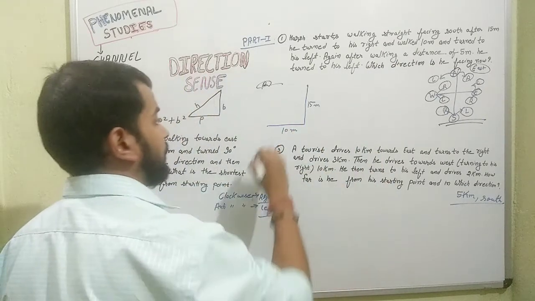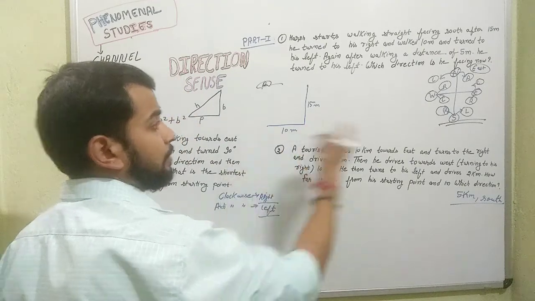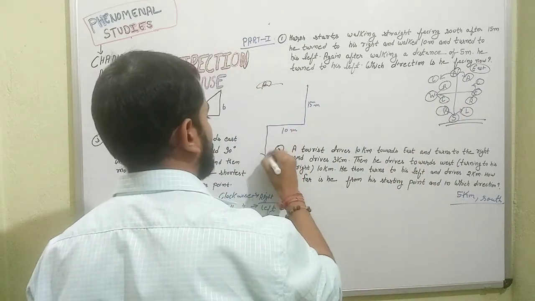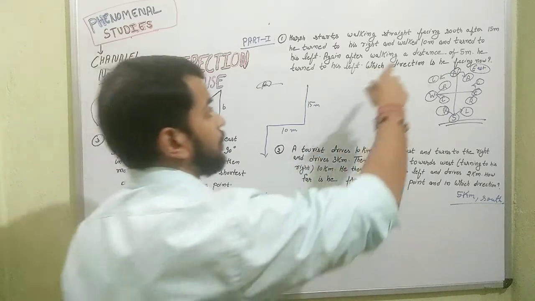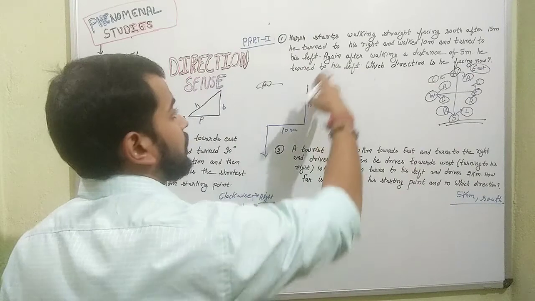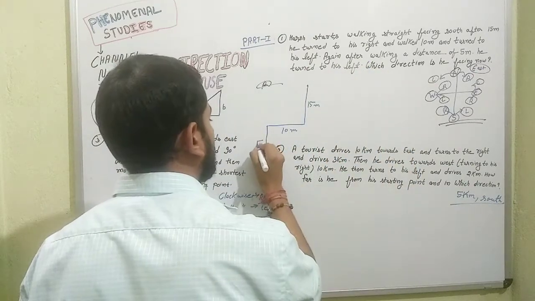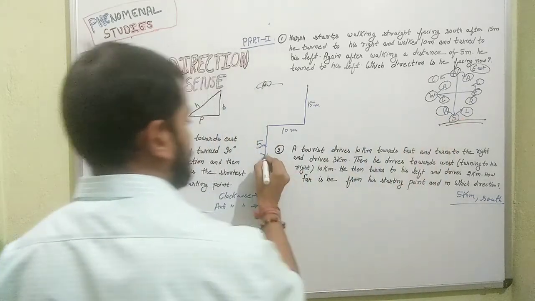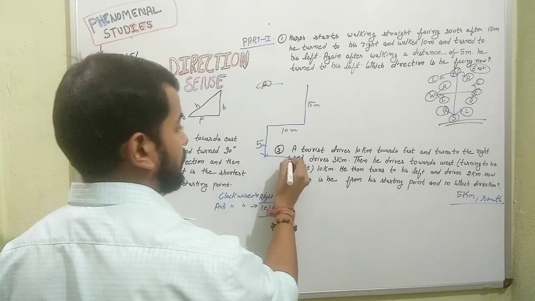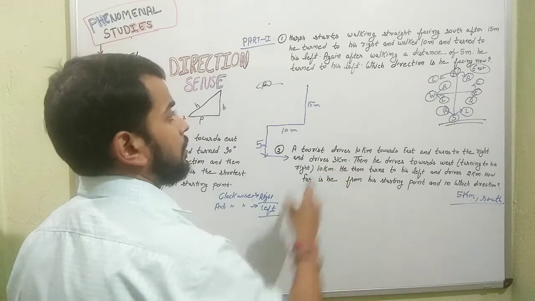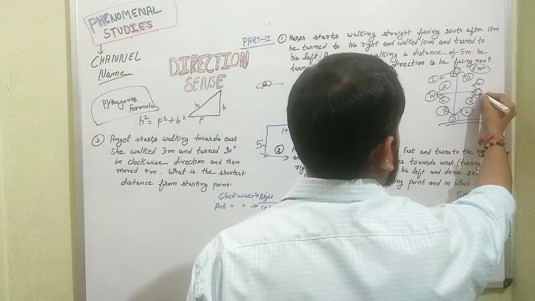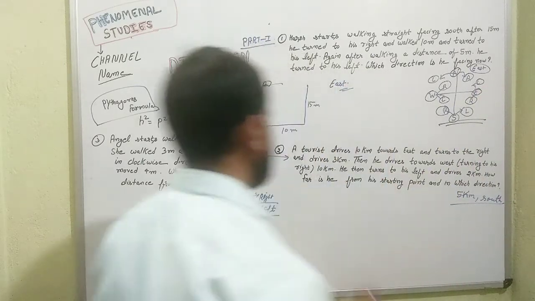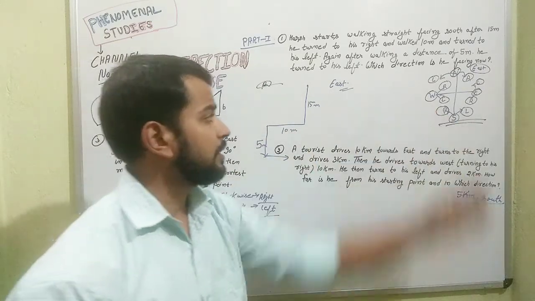Then he turned left. So which one is the left? Right now he is facing which direction? West. So the left alignment will be like this. Clear, guys? So he walks in that direction, and after covering a distance of 5 meters he turned left again. Right now he is facing south, and when he turned to the left, which direction is he facing now? The left alignment will be east. You can clearly see here. So the answer is east.